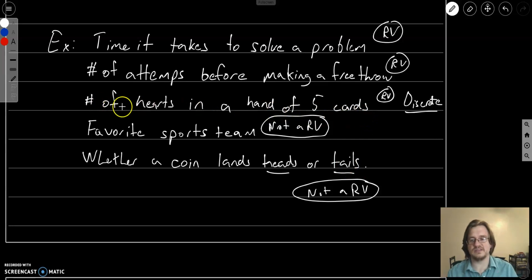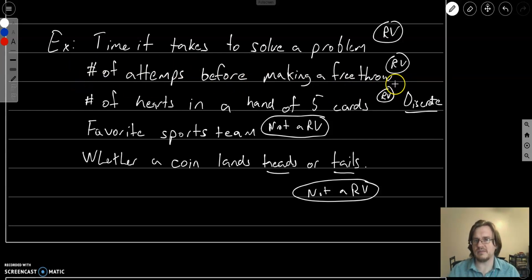Again, because there's a very specific set of possible outcomes, and it's a finite list, this will be discrete. The number of attempts before making a free throw, this is also discrete, even though there are infinitely many possible values here. If I were going to shoot a free throw, I might make it on the first try, on the second try, on the third try, on the fourth try, and this list could go on forever. It could be up to millions of times, billions of times. So there are infinitely many values that this can take.